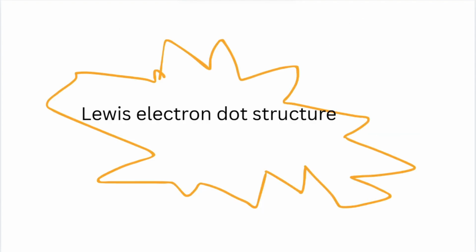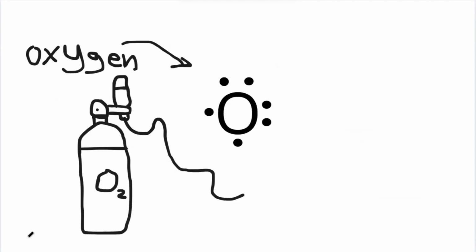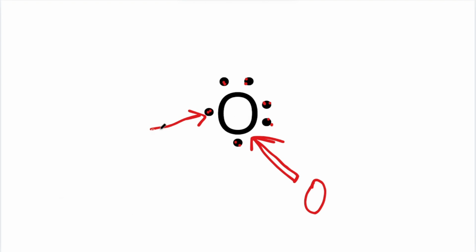The Lewis dot structure, or Lewis structure for short, is composed of what you might think: dots, but also the symbol of the element. Here's an example of oxygen. This is oxygen. It's composed of dots. The dots represent the valence electrons you have here. And the inside, obviously, is the symbol for oxygen, which is O.